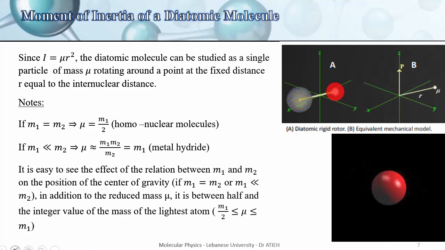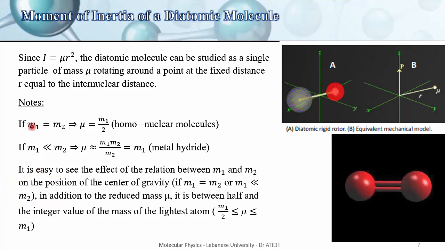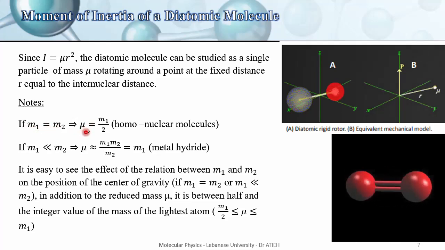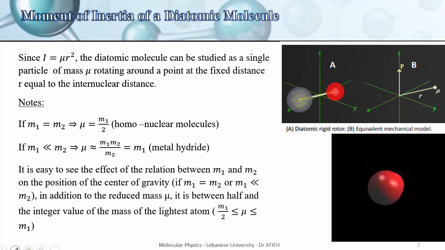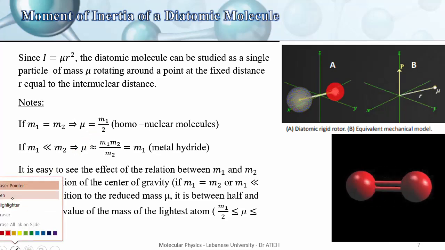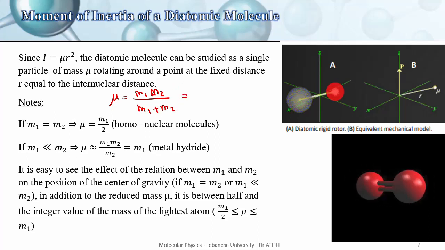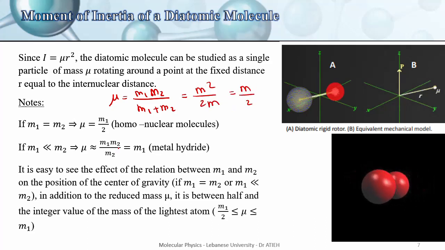Let's read these notes. So if M1 is equal to M2, we have a homonuclear molecule. That means a molecule with similar atoms. Then mu will be equal to M1 over 2. So let me just write it. So mu is equal to M1 M2 over M1 plus M2, which is equal, so let's call it M, so it's M squared over 2M, which is equal to M over 2.